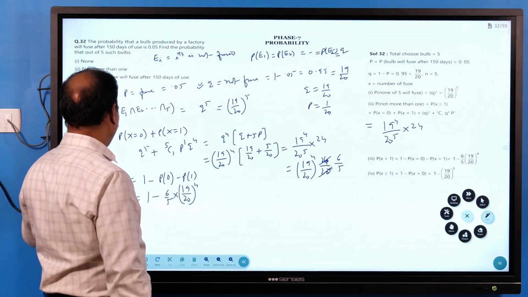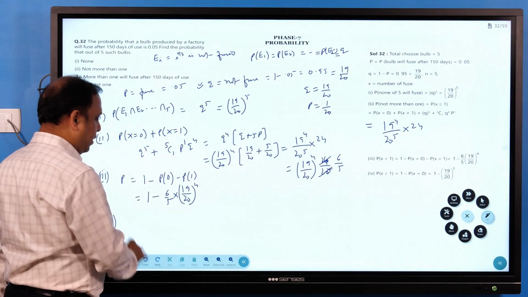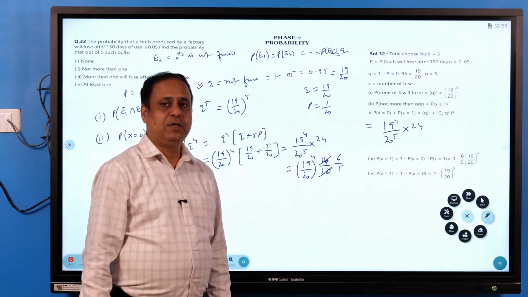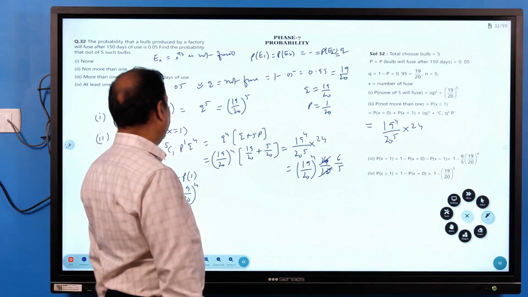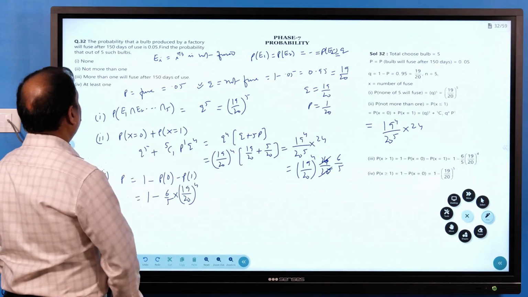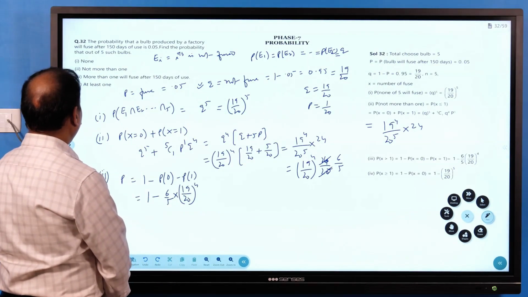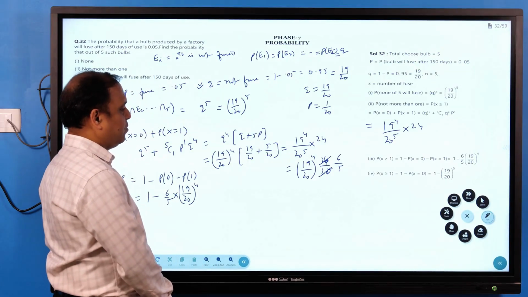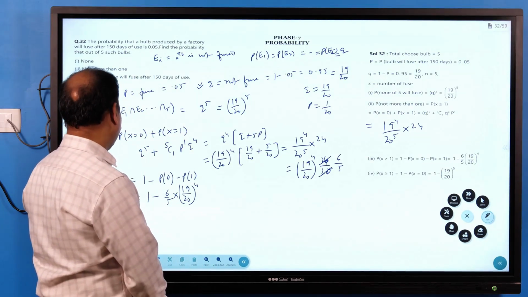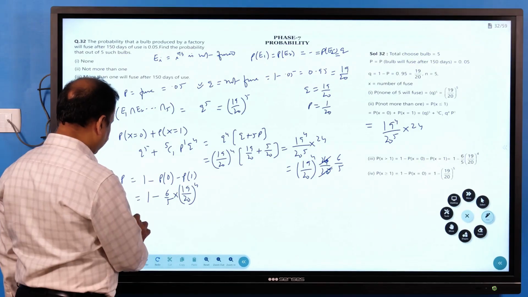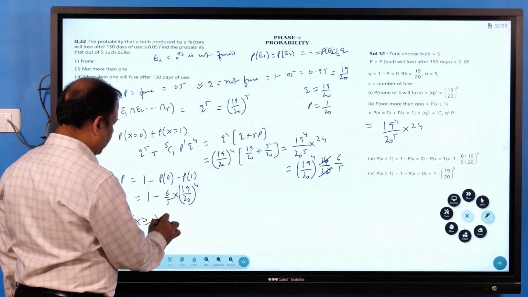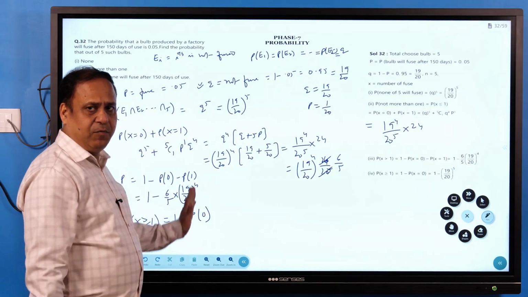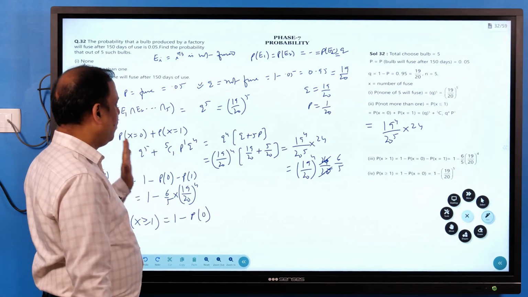Last case, at least one. So this is very important. At least one is getting fused. Find the probability that out of 5 bulbs at least one will fuse. So probability of X greater than or equal to 1. So it is 1 minus probability of 0, because that is not included. Either 1 will fuse or 2 will fuse or 3 or 4 or 5.